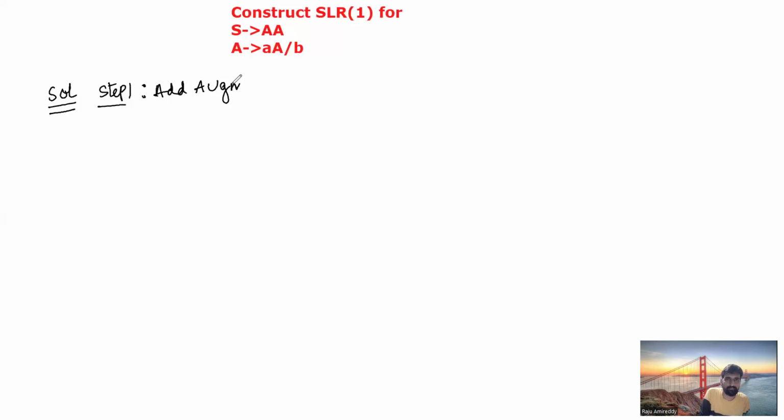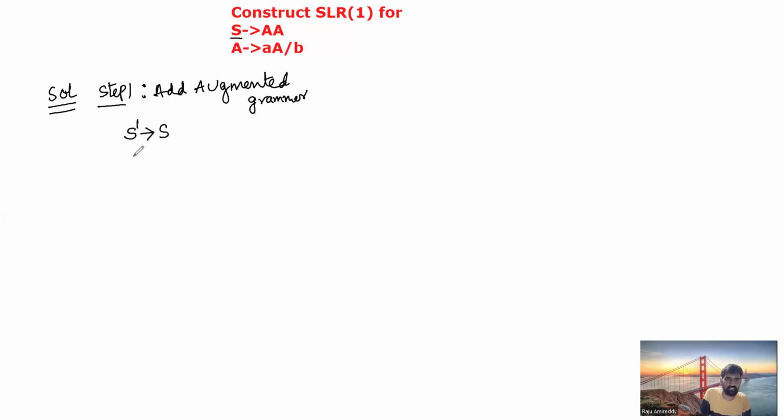So what is meant by this augmented grammar? We are going to add augmented grammar to the given grammar. Remember, the given grammar is S → AA, A → aA | b. How to find this augmented grammar? When you see S in the first production, the starting symbol is S. Then the augmented grammar is S' → S. So this is called adding augmented grammar.